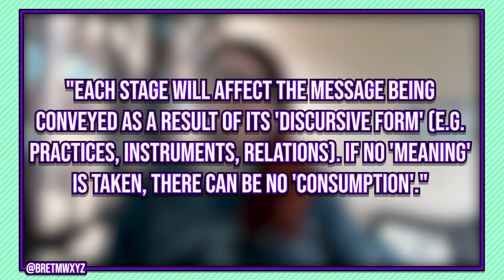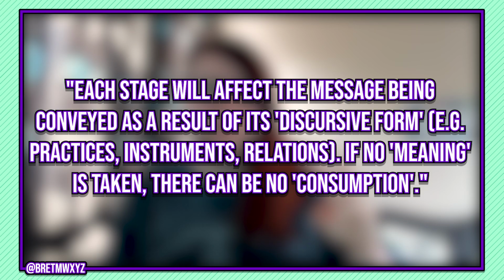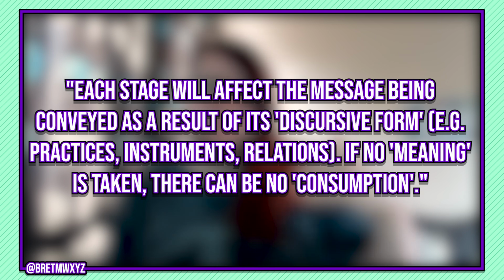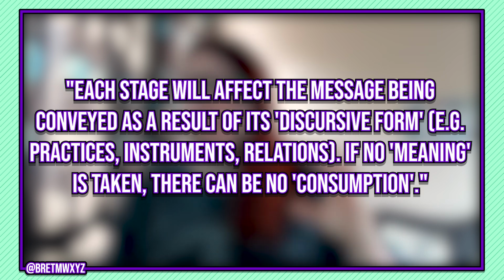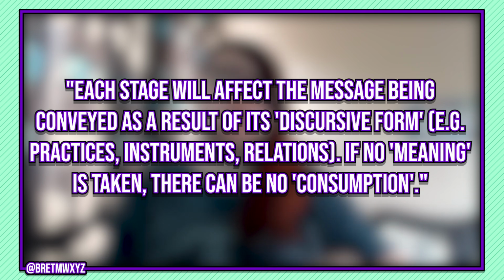Each stage will affect the message being conveyed as a result of its discursive form, e.g. practices, instruments, relations. If no meaning is taken, there can be no consumption. Each of these steps helps define the one that follows while remaining clearly distinct, with no control over the other stages in the process, like we said before. These four stages are production, circulation, consumption, and reproduction, and I'm just going to whiz through them one by one because they're pretty self-explanatory. Production is where the encoding, which is the construction of the message, begins.